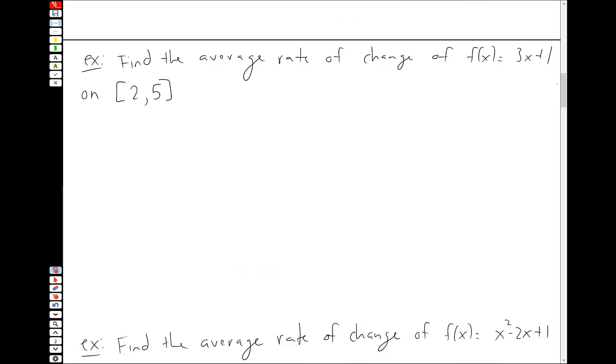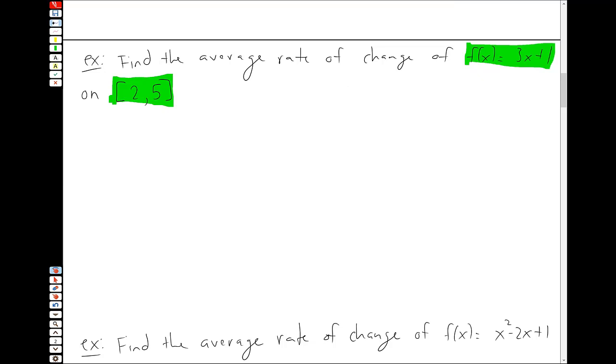Find the average rate of change of f of x equal to 3x plus 1 on the interval 2 to 5. A couple of things to keep in mind here, and again, I'm analyzing this question. The function that we're dealing with is 3x plus 1. So to compute average rate of change, you have to know, one, your function, and two, what interval you're looking at. Otherwise, you can't calculate average rate of change. So for average rate of change, you need a function and you need an interval. So how do we compute this?